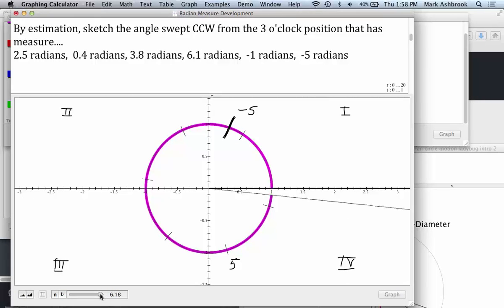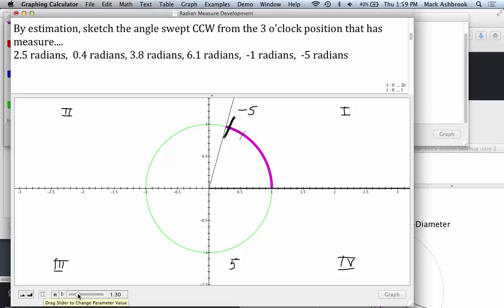So now it's the green, again, it would be the green arc. So close I can get. Yeah, that's the closest I can get right there. So the green arc would be our -5 radians. Okay, any questions on those examples?